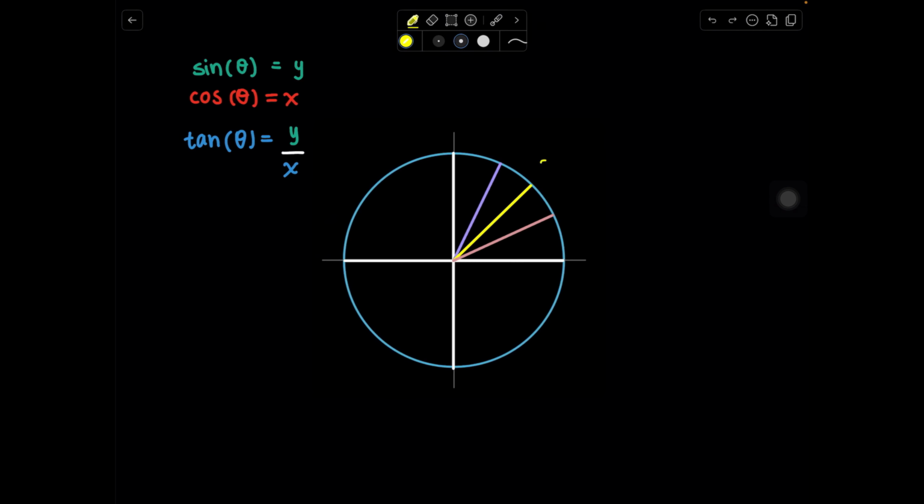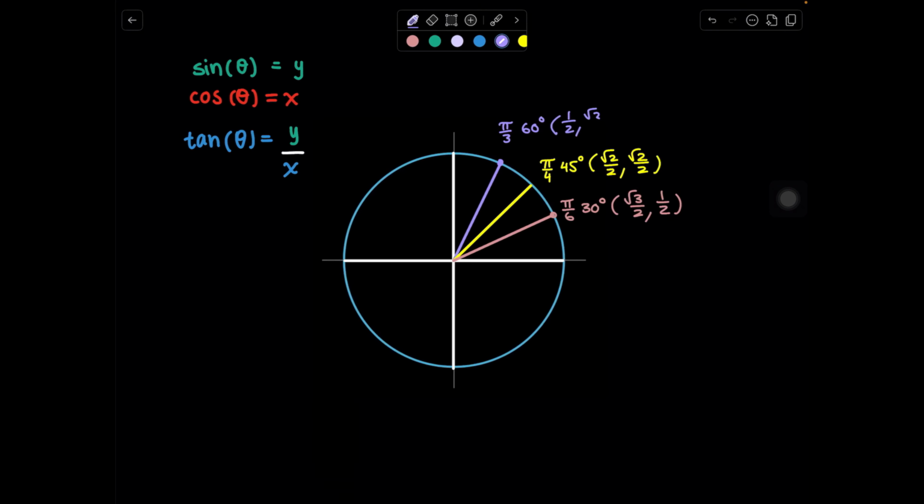So first I'll start off with pi on 4 or 45 degrees. This has the coordinate root 2 over 2, root 2 over 2. Next, I'll go over to pi on 6, or 30 degrees. This has a coordinate of root 3 over 2 and a half. And then finally, I'll go over to pi over 3, or 60 degrees. This has a coordinate of a half, root 3 over 2.